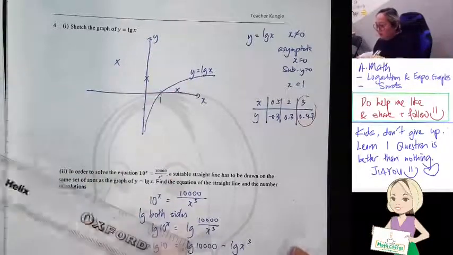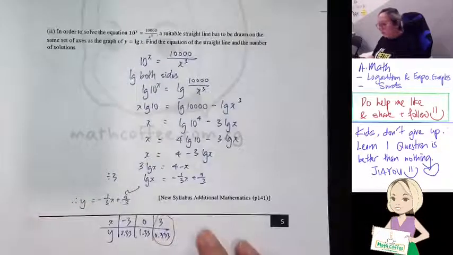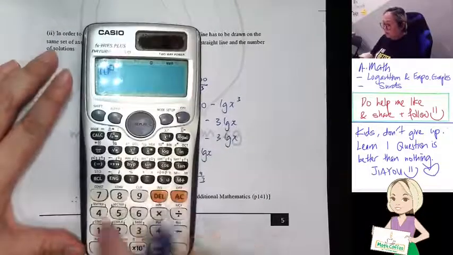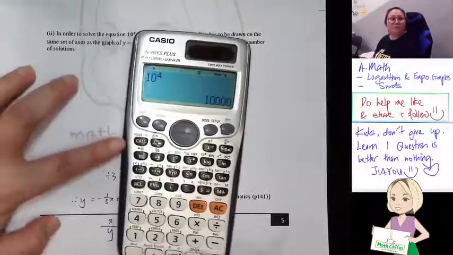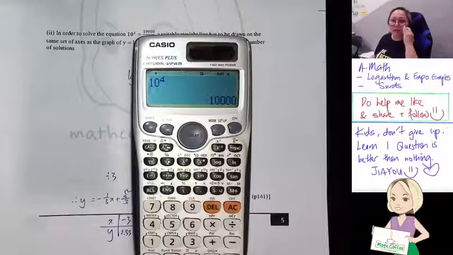So then after that, 10 to the power of 4 again. You can press the calculator because I want to change 10,000 to be base 10. See, 10 to the power of 4 is 10,000. I'm changing the 10,000 to be base 10.